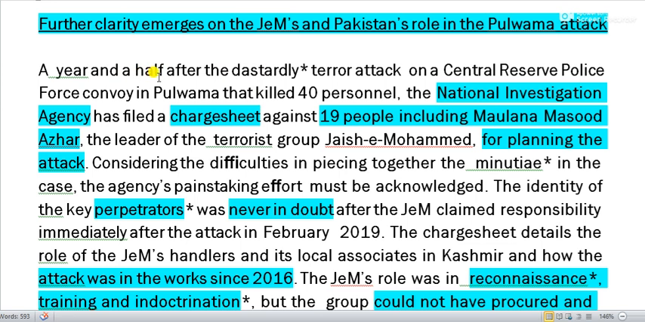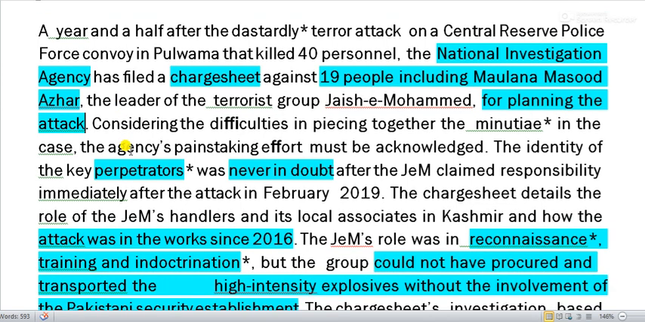A year and a half, 1.5 years after the dastardly terror attack on the Central Reserve Police Force convoy in Pulwama that killed 40 personnel, the National Investigation Agency has filed a charge sheet against 19 people, including Maulana Masood Azhar, the leader of the terrorist group Jaish-e-Mohammed, for planning the attack. Now, this is the opening sentence, and it brings out the summary of the entire passage that is to be contained in the passage.